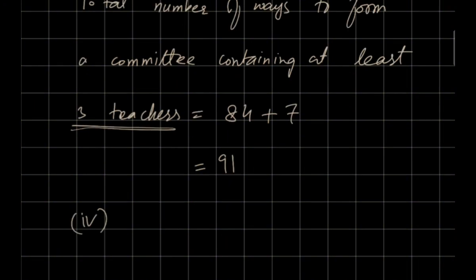So in the fourth part he asked to make a committee of 5 people in which a particular teacher and a particular student do not come together. In order to solve this part, first we find the number of ways in which the particular teacher and a particular student come together, and then we will subtract these number of ways from the whole number of ways in which we make a committee of 5 people.